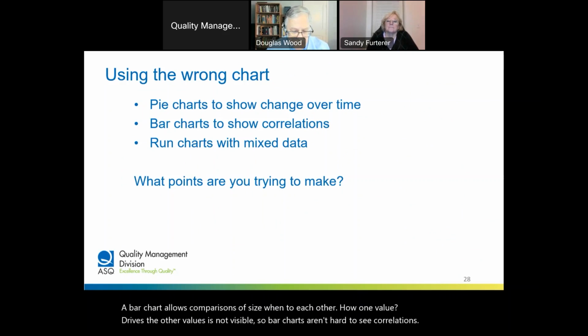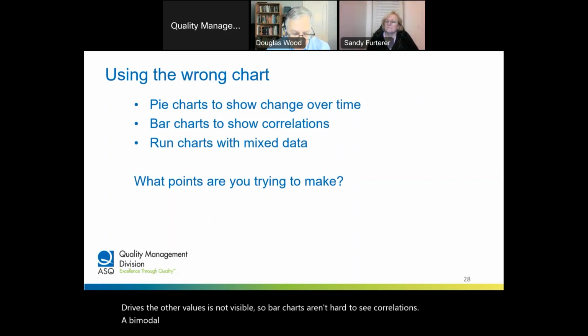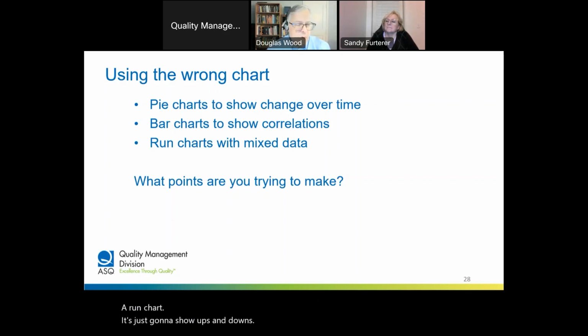A bimodal histogram, like we saw a few minutes ago, means you have mixed data. Two things are occurring and the data is jumbled together. A run chart is just going to show ups and downs. You won't be able to see two averages on a run chart. So if you have mixed data, a run chart is not a good tool.